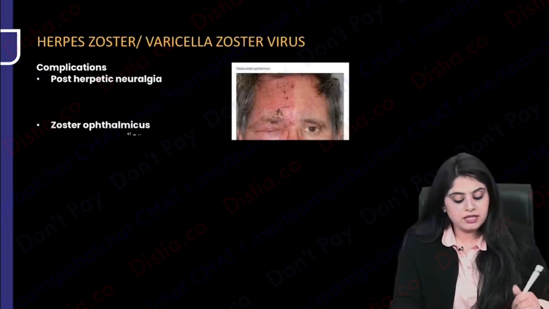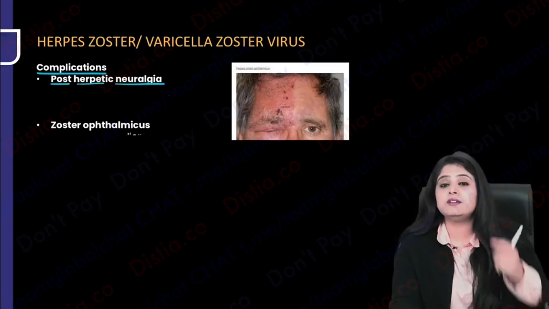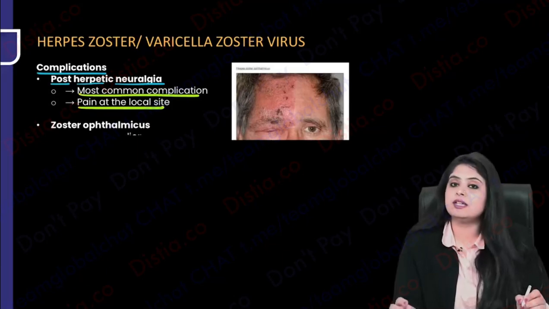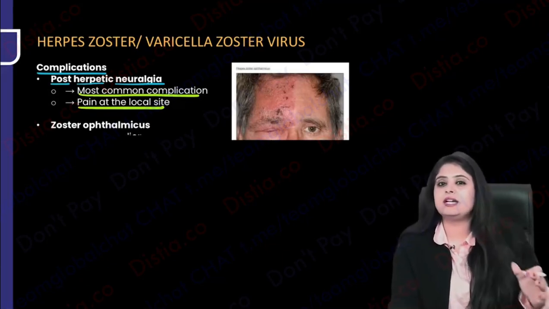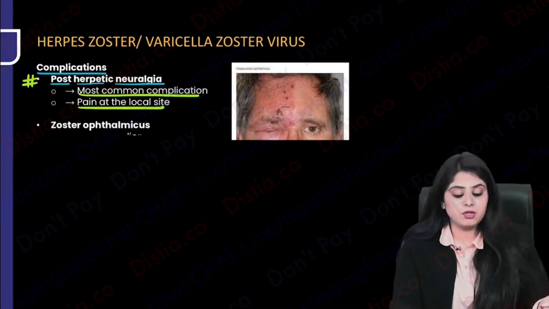Okay, so now what are the complications that the patient can have? The most common complication that you have is post-herpetic neuralgia. The nerve in that area, there is pain in the nerve, post-herpetic neuralgia, most common complication. Jahan par bhi rash hua tha, the patient will say that for many, many months after that, in that area, maybe the forehead, maybe it's going to be the back, I'm having a lot of pain. So post-herpetic neuralgia is the most common complication.